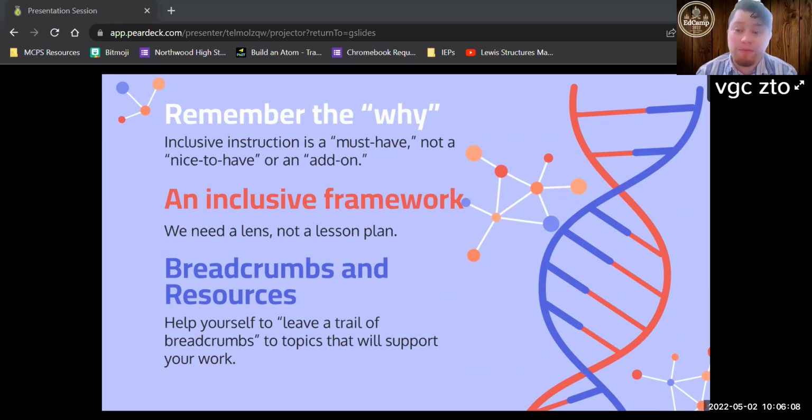Our second section is about creating a framework for inclusive instruction so that rather than thinking about individual pieces of trivia or sort of disjointed factual understanding, we can create a cohesive framework for our teaching. And the third section I'm calling breadcrumbs and resources. This is a section where I want to help you make some connections to specific content and specific areas that might help to add greater depth and diversity to your teaching in this area.